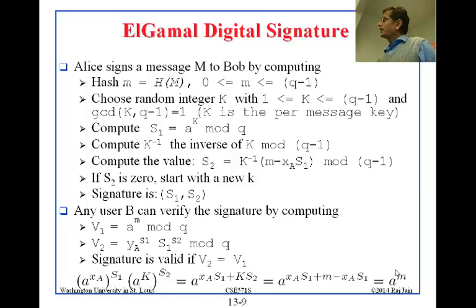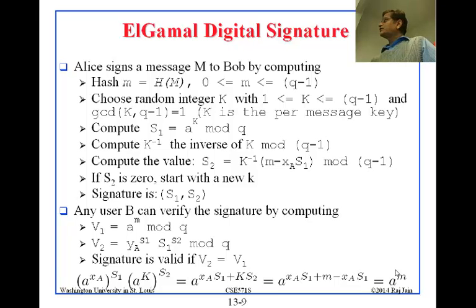And then you compute S2. This has to do with the message, because S2 is equal to K inverse times (M minus XA times S1). M is the hash, XA is your private key, and S1 is the number that you had already computed. You multiply by K inverse and take the mod Q minus 1. This is basically the signature. The signature is S1 and S2. You have to send both.